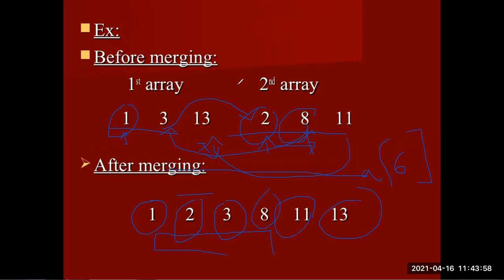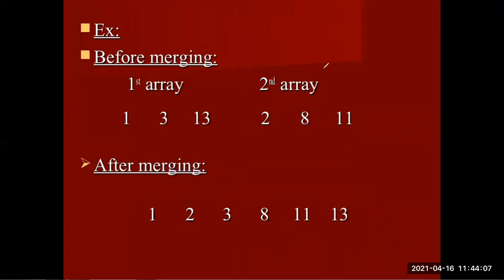For merging, we have to use merge sort. Okay, clear? Just to see, I am taking this array index as i, this array index as j, and this array index as k. Initially, i of 0 element is 1, j of 0 element is 2. So compare these two elements. Which one is least? 1 is least. So 1 is stored in k of 0.